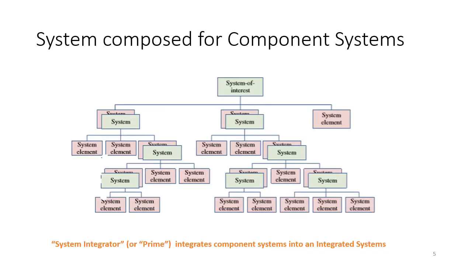So the way to think about this problem of integration is to recognize that the system is a hierarchy or a collection of component systems. And those component systems are collections of subsystems and sub-subsystems and so on. And all of those have to be integrated together, typically by an organization known as the system integrator or the prime, that takes all of the subsystems and pulls them together, connects them in such a way that they generate a system.